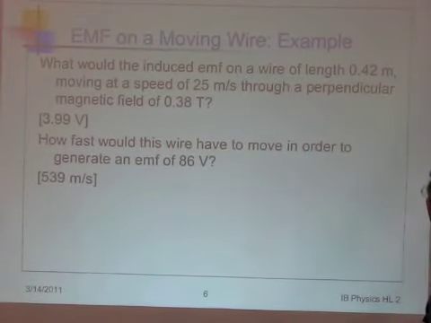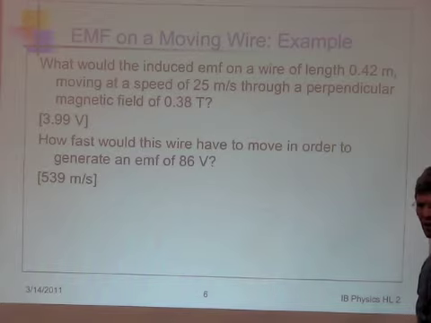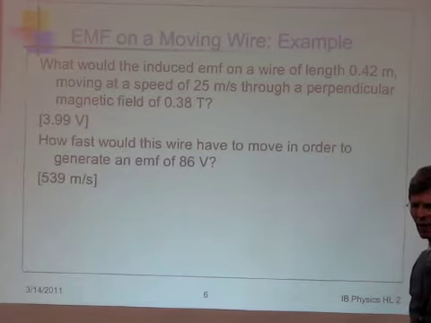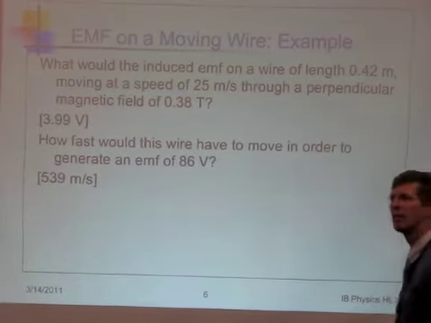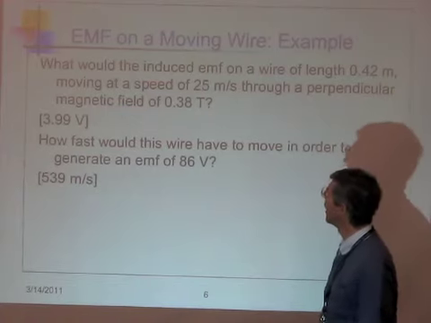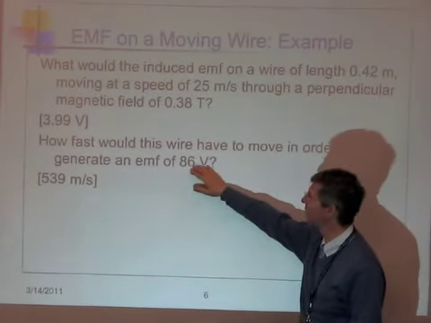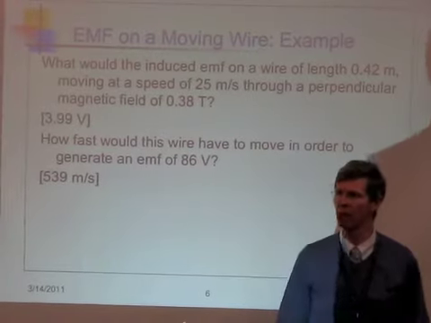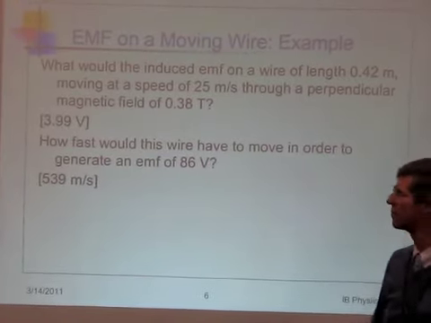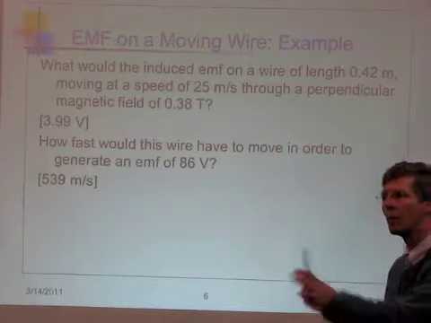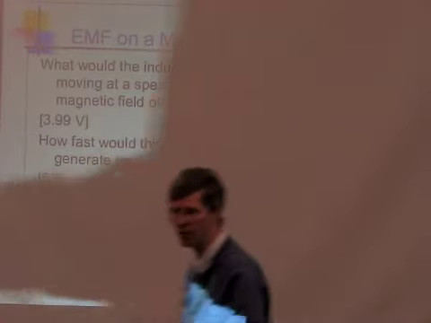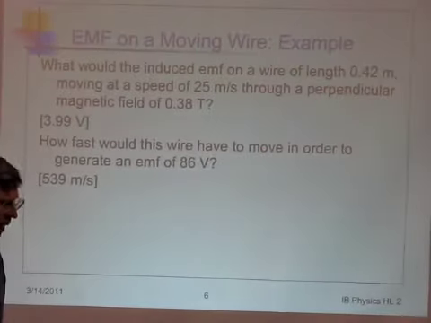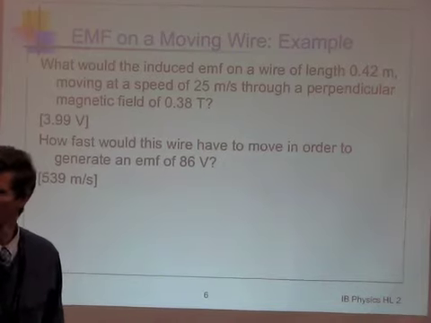So that would be a field that you might see close to maybe an NMR machine, a fairly high field. And if you wanted to get this to be like 86 volts, you'd need to be moving at 539 meters per second, so close to twice the speed of sound. But you can do those types of calculations, and I think I give examples in the worksheets.